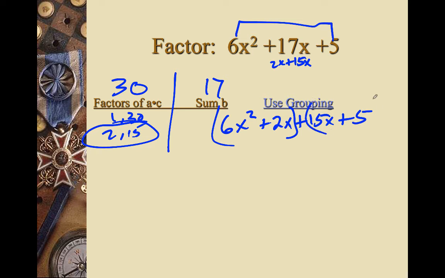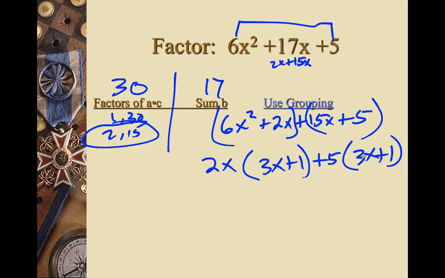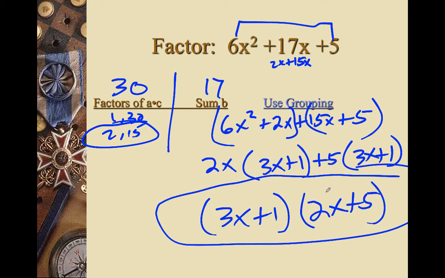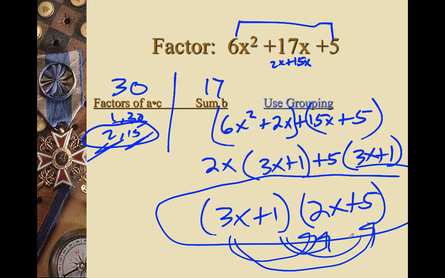Group, group. Take out a 2x, 3x plus 1. Take out a 5, 3x plus 1. Magic? Nope. Math. 3x plus 1 comes out. 2x plus 5 remains, and there we have it. Check your work. 6x squared plus 15x plus 2x. Hey, where's the 15x and 2x? There they are. Whoop, there it is. And then plus 5, and you're good.